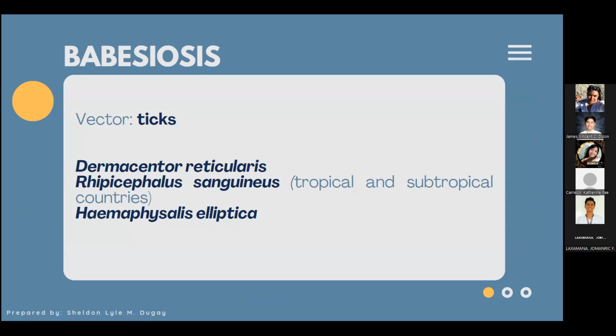Then yung vector niya or yung biological vector or intermediate host niya is ticks. Ito yung mga Dermacentor reticularis, Rhipicephalus sanguineus, and Haemaphysalis elliptica. So dahil nasa tropical and subtropical countries tayo, yung pinaka-common sa atin is yung Rhipicephalus sanguineus.